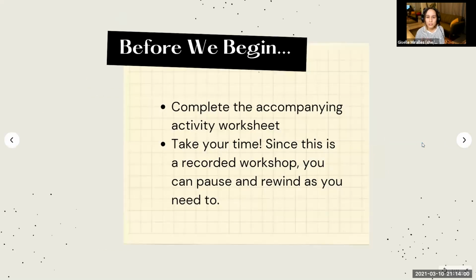Before we begin, I do want to talk about a few things that will help you get the most out of this workshop. The first is that you should complete the accompanying activity worksheet. Wherever you access this workshop, there will be two links for a worksheet. You only need to download one. One version is a PDF version, while the other is a Word version. Please download the one that works best for you.